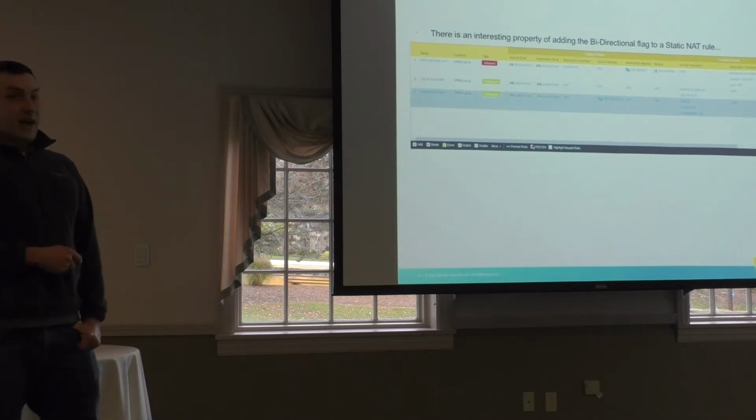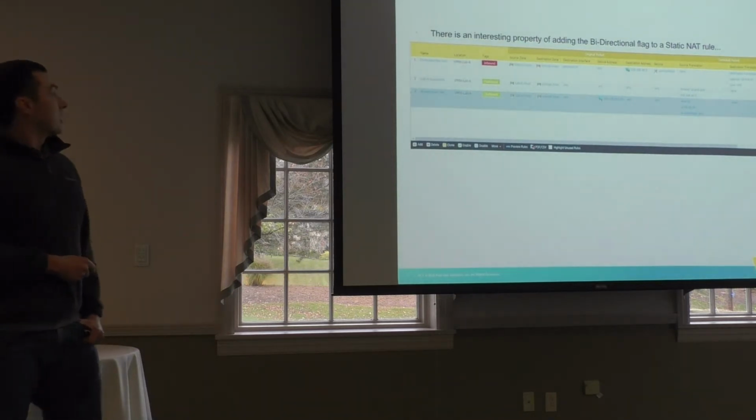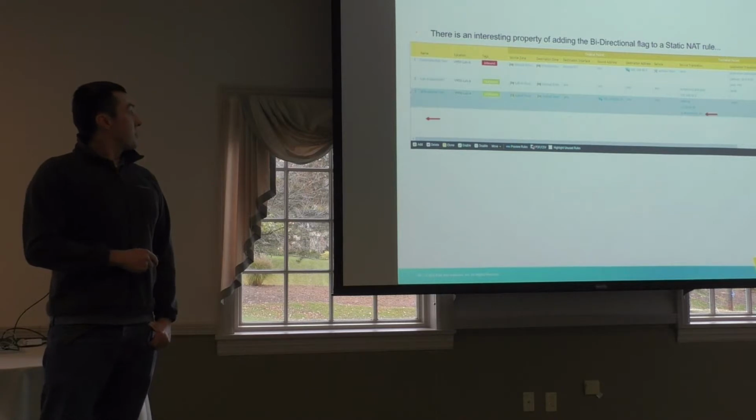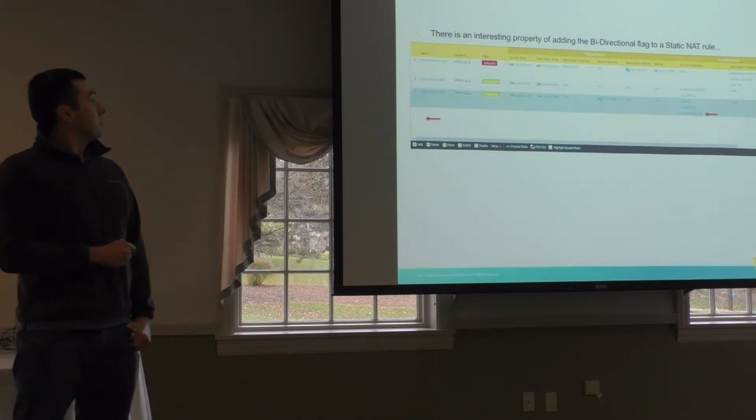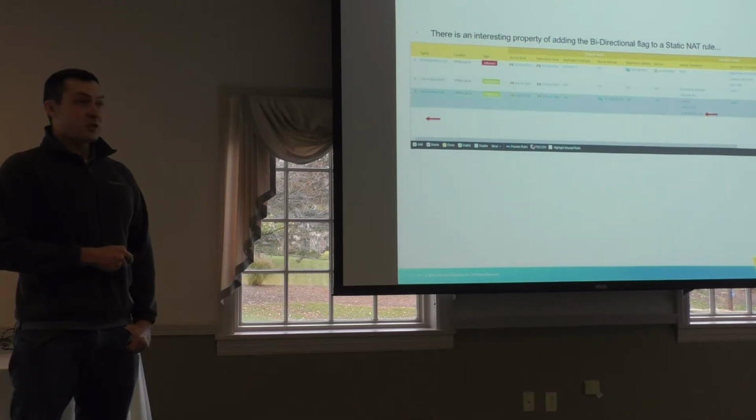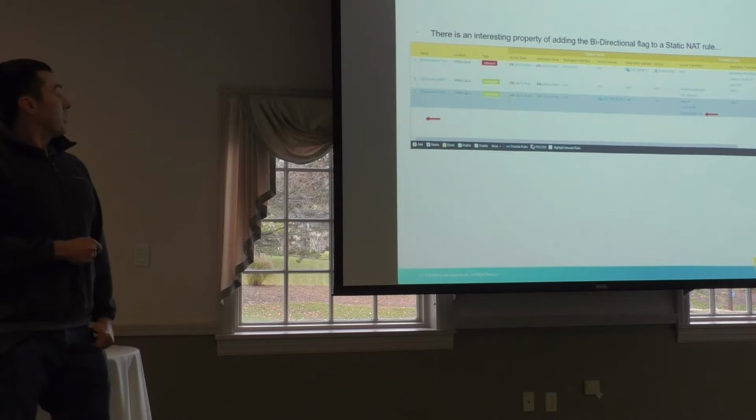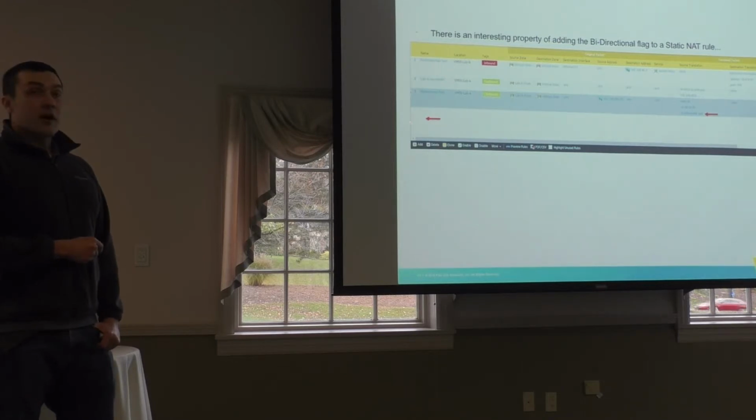Bidirectional NAT also has an interesting property. What do you notice about my NAT policy base here? That policy right there is a static NAT, and bidirectional is enabled. What's next to that arrow?